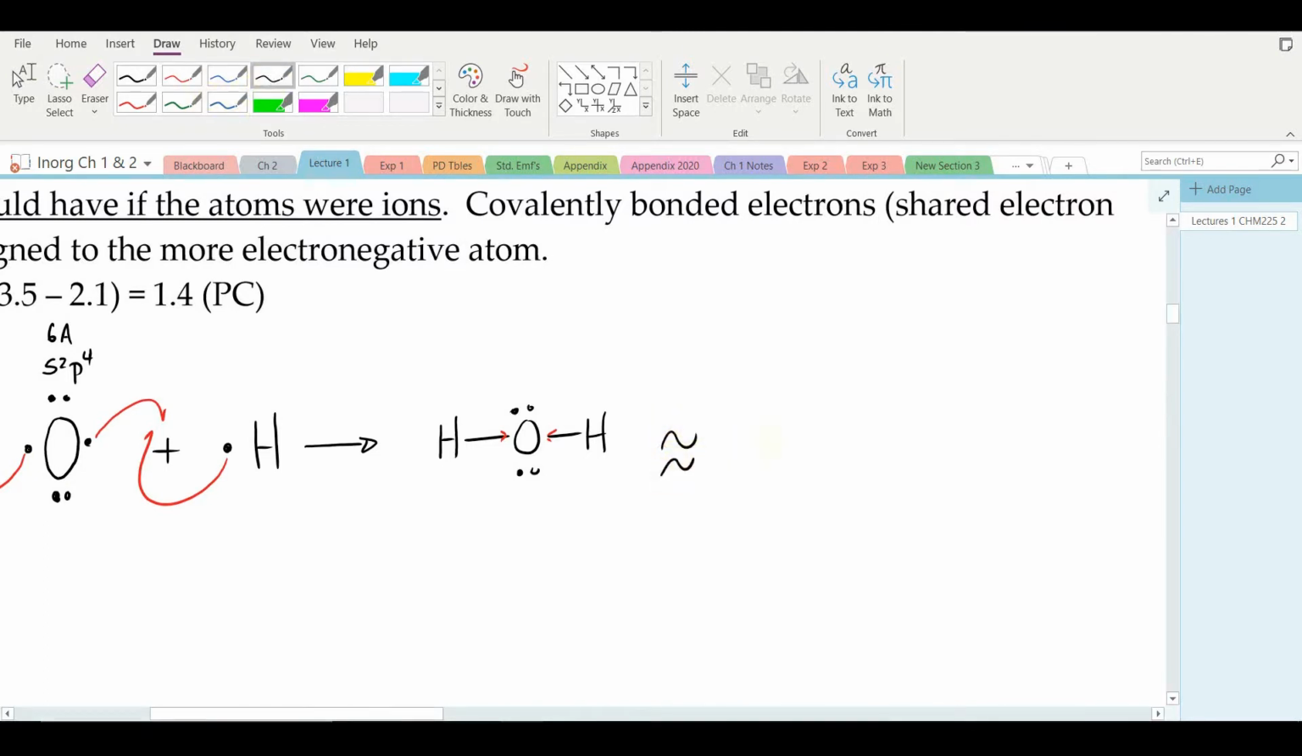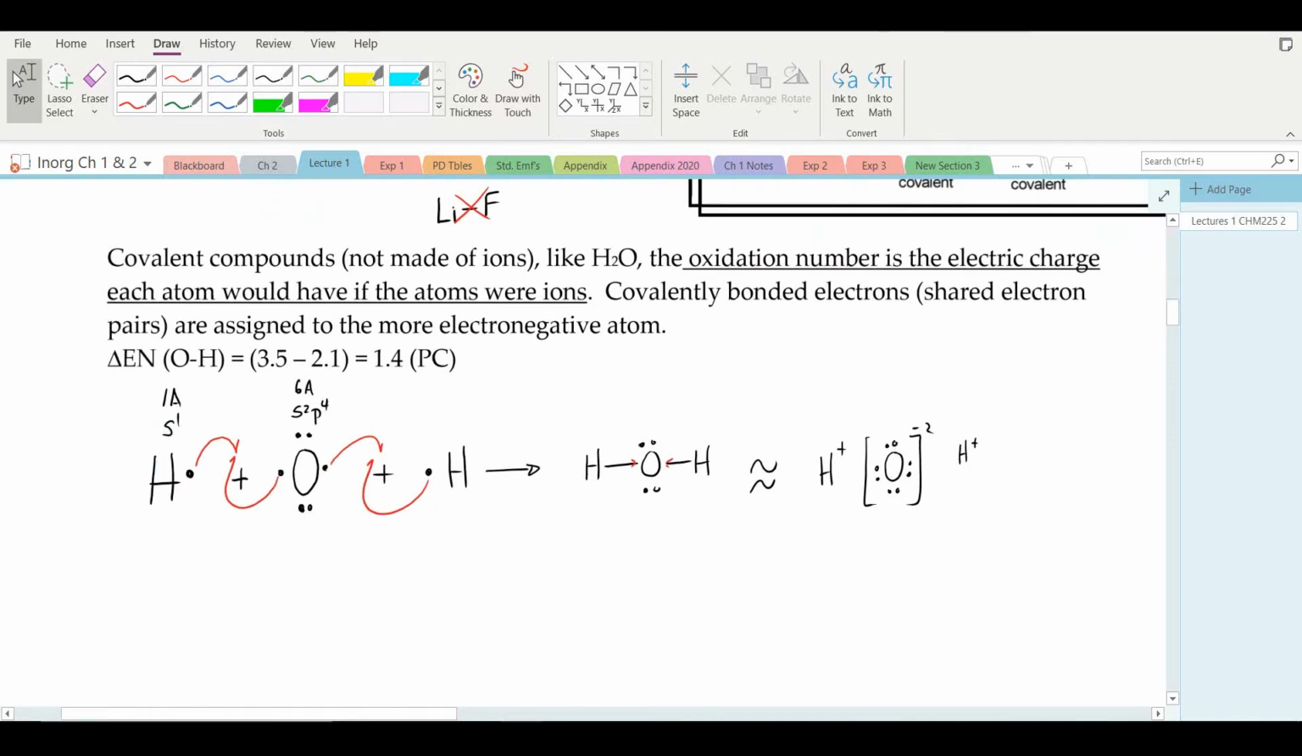Well, it would look like this. H+, O-2, and H+. So if water was ionic, it would look like this, in which case the oxidation number is +1 for hydrogen and -2 for oxygen. And it works, because those are correct.